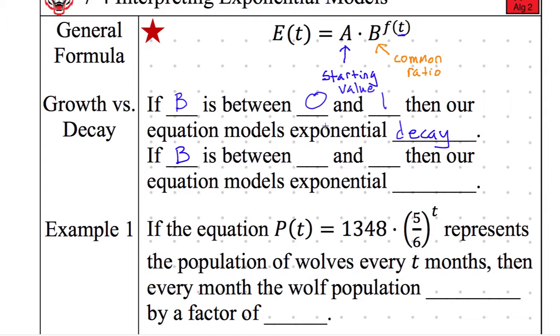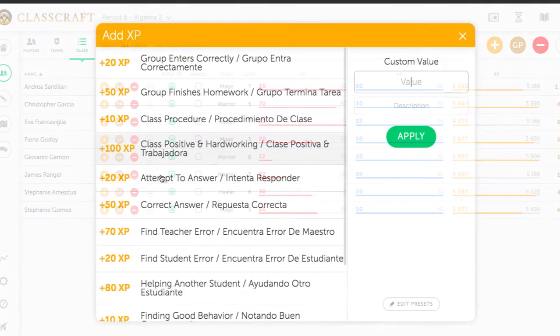All right. And then finally, if B is between 1 and infinity, so anything bigger than 1, technically it could be less than 1 too, but that's kind of weird. If you're bigger than 1, then it's quiet raised hand, easy XP here. Fiona. It is growth. Thank you, Fiona.